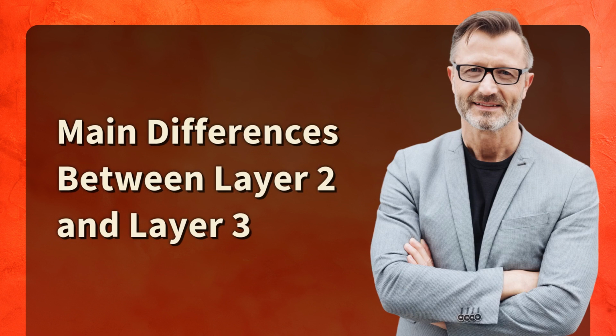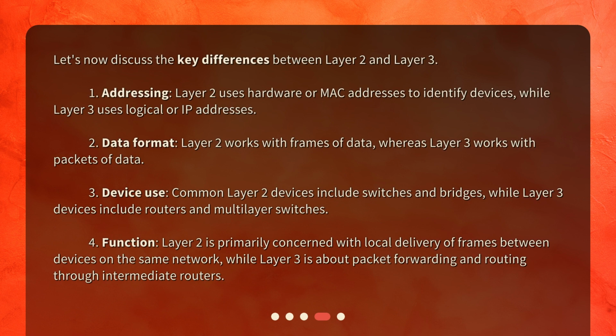Main differences between Layer 2 and Layer 3. Let's now discuss the key differences between Layer 2 and Layer 3. 1. Addressing. Layer 2 uses hardware or MAC addresses to identify devices, while Layer 3 uses logical or IP addresses. 2. Data format. Layer 2 works with frames of data, whereas Layer 3 works with packets of data.